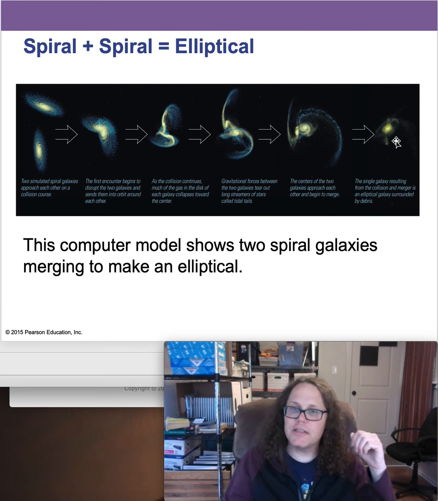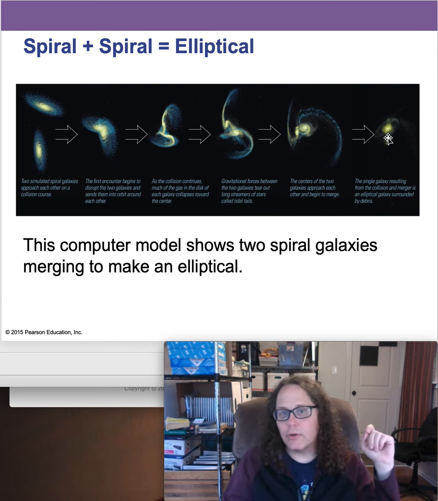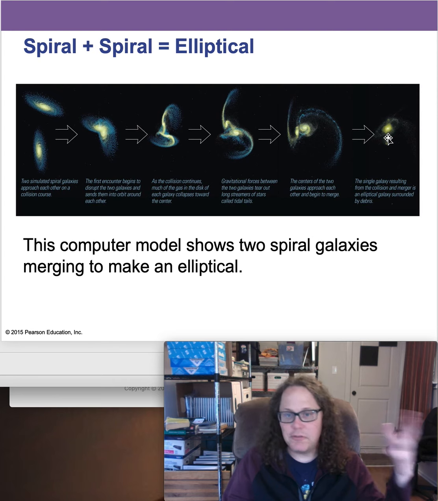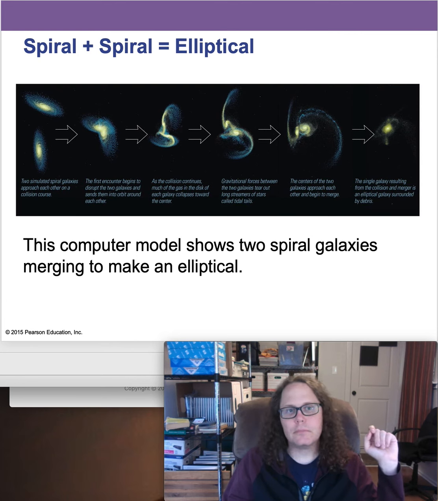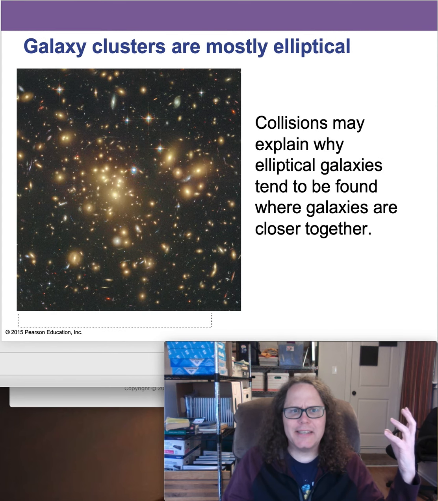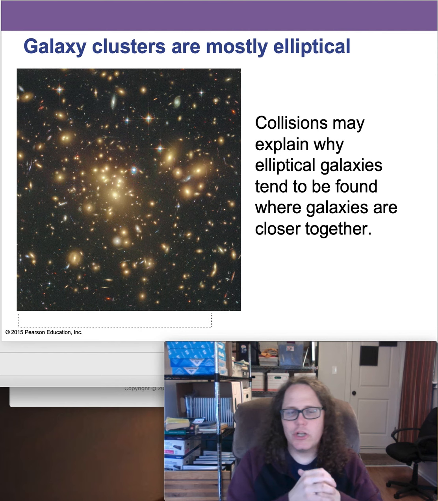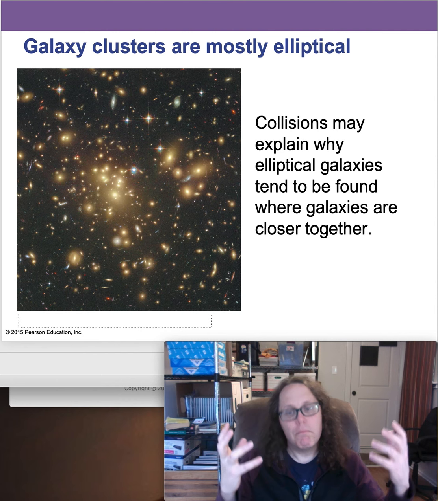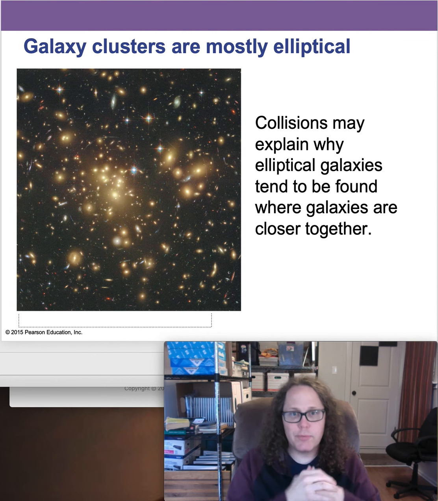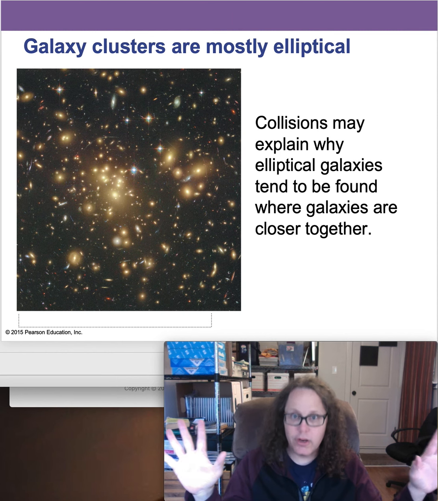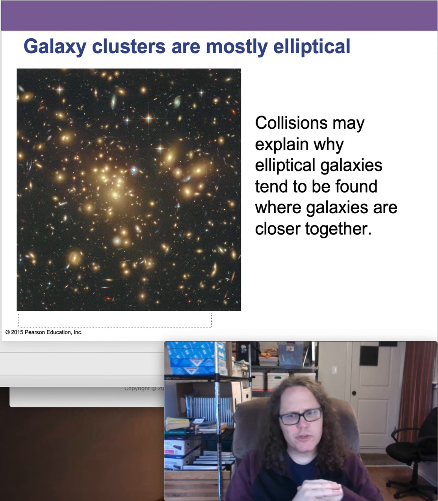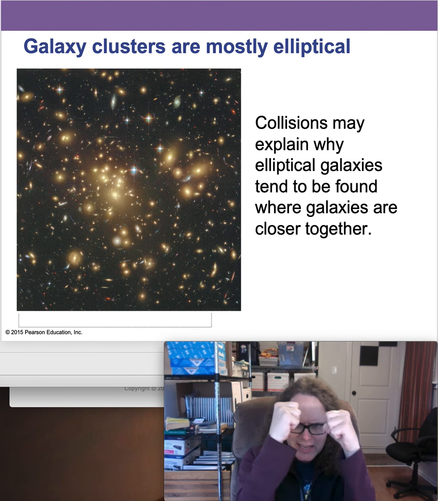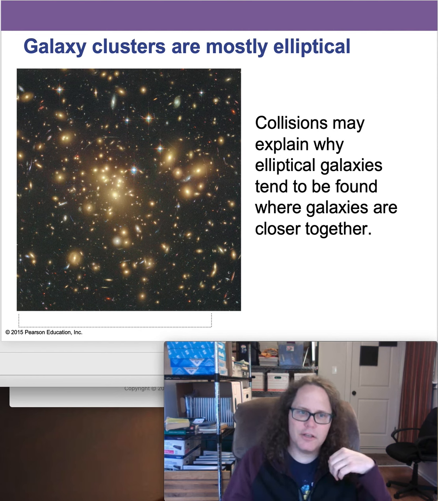And then eventually they're going to settle down into an elliptical because their gas will have been flung out and pushed out by the supernovae from all of those new stars. So when you have a whole lot of galaxies in really close proximity, they're going to merge a lot, and that means they're going to be ellipticals. Galaxy clusters are regions with lots of galaxies in close proximity, and they're nearly always filled with elliptical galaxies. Spiral structure is too fragile to withstand the tightly packed environment in a galaxy cluster.